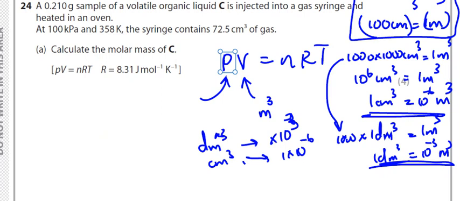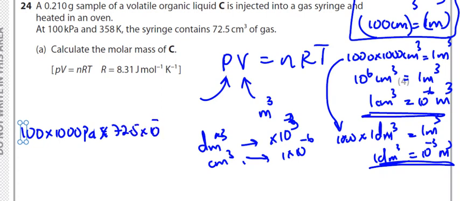So pressure is 100 times 1000. Always substitute with the unit, so you will not make any mistakes. This is times 72.5 times 10 to the power minus 6 meter cube, equal to n, the number of moles. So we don't know the moles, we know the mass, 0.21 over molar mass, right?